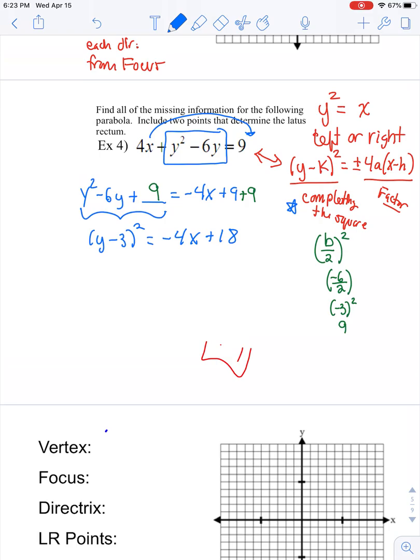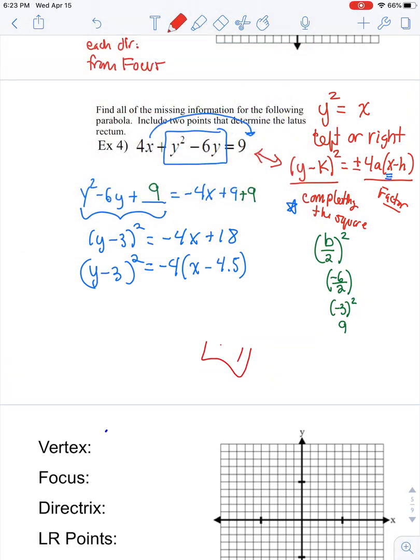Now the right-hand side needs to be factored as well, and when we factor it, we want to make sure that that x is by itself. So on the right-hand side, we're going to factor out that negative 4, even though it may not go into 18 evenly. When I divide 18 by negative 4, I'm going to get negative 4 and a half. So now my equation looks like this.